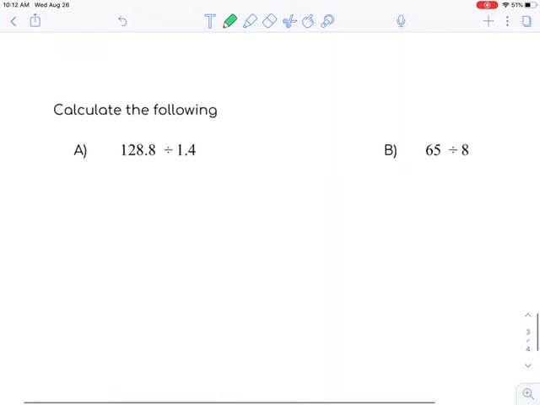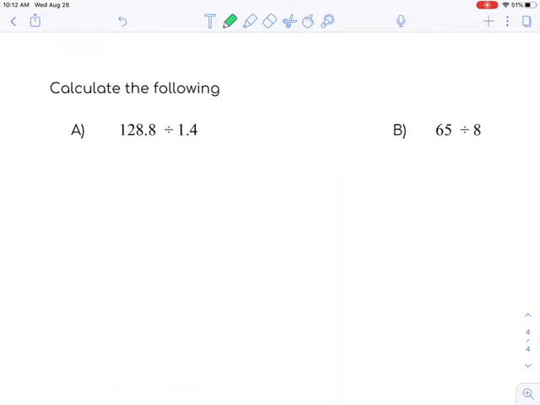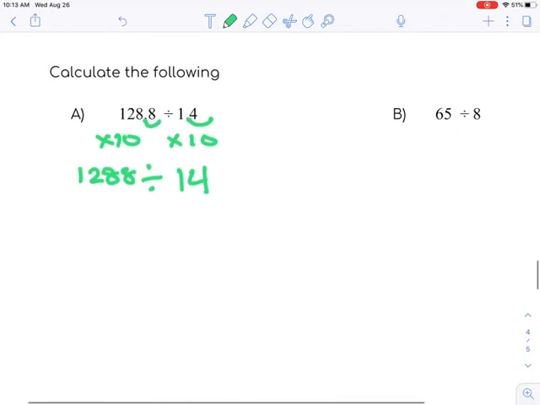Let's try a couple more examples. 128.8 divided by 1.4. So, if you guys remember here, we're dividing by a decimal, which means we have to move that decimal place over to get a whole number. Now, this time, I only have to move it over once. I only have to multiply by 10. So if I move that decimal place over once, I have 14. And if I move it over once on the left side, I have 1,288. And now I can just go ahead and divide like normal.